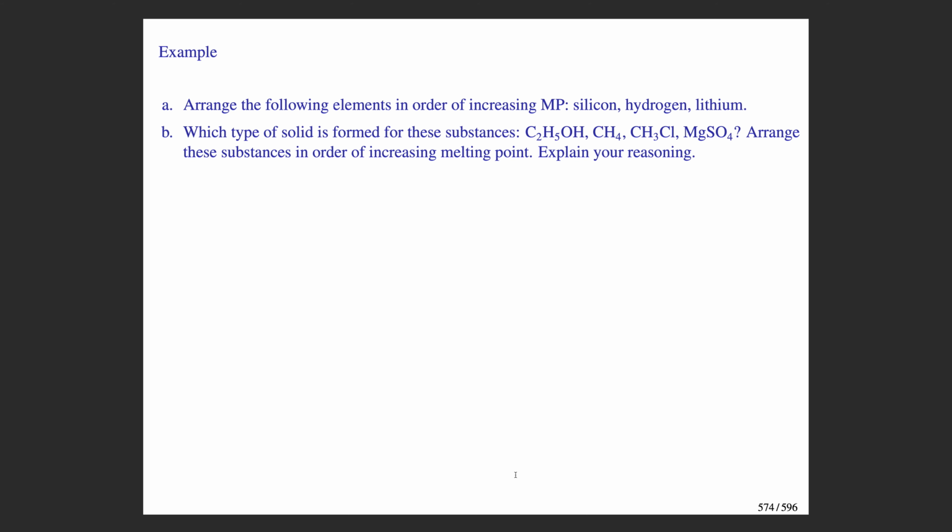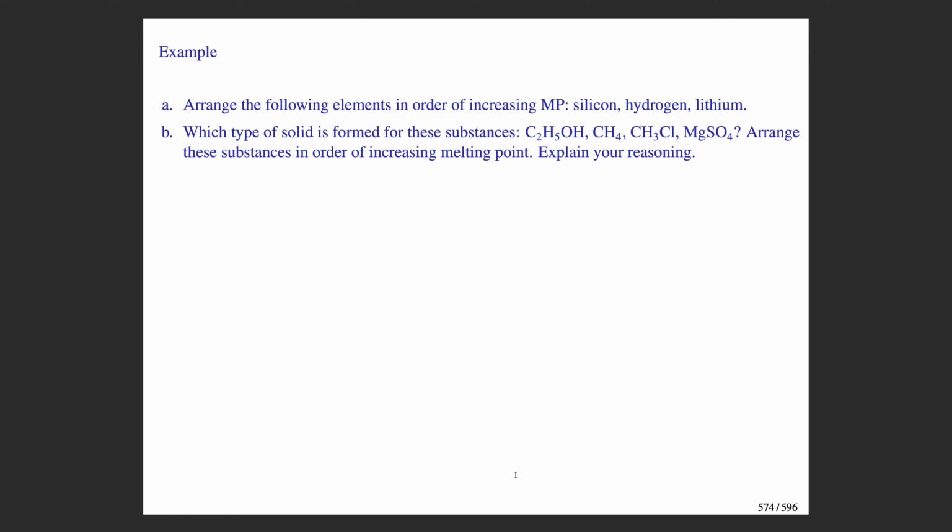Hydrogen, in its elemental form, consists of diatomic hydrogen molecules. And so it's going to form a molecular solid. Molecular solids are held together by weak intermolecular forces, and so the melting point of hydrogen is going to be very, very low. It's going to be very easy to melt molecular hydrogen into liquid hydrogen and then to boil it into hydrogen gas.